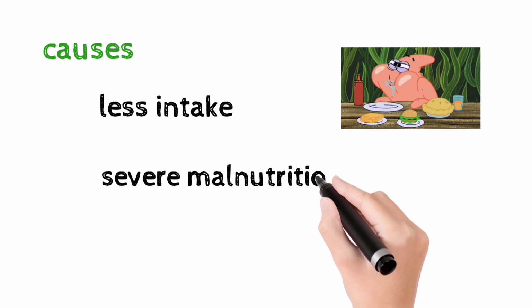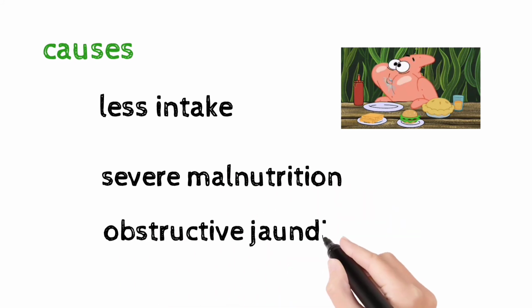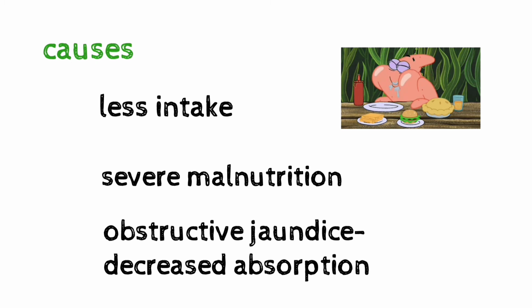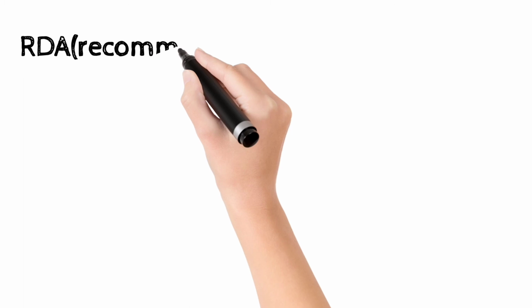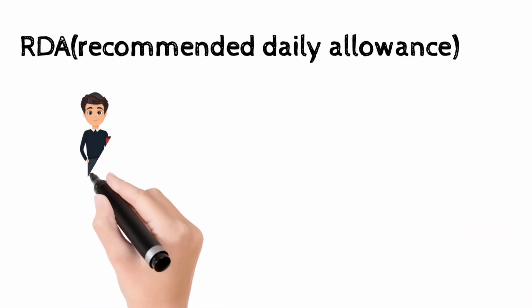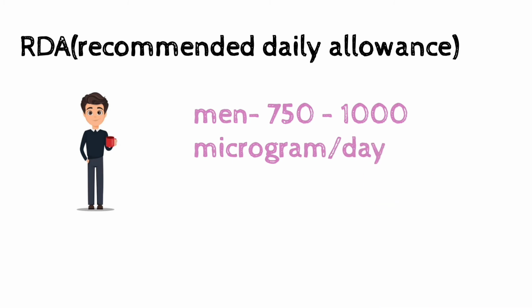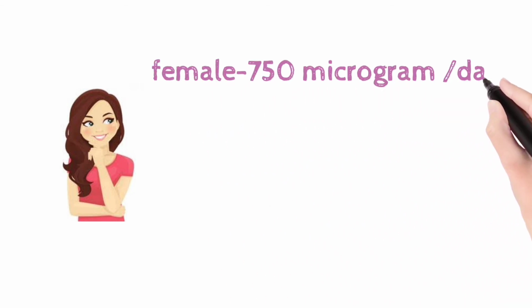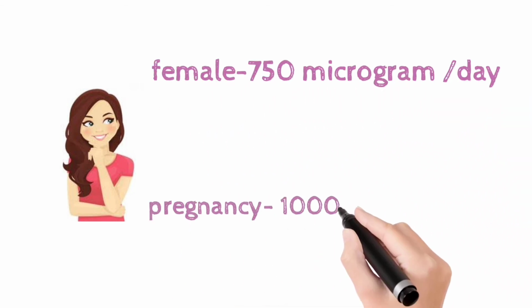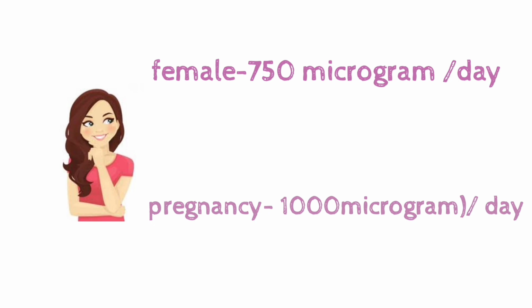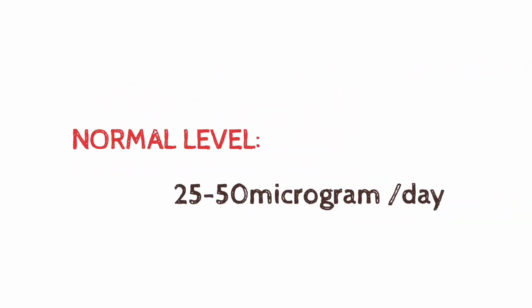Let's see causes for the vitamin A deficiency. It may be due to less intake, severe malnutrition, or decreased absorption, as in case of obstructive jaundice. Next, recommended daily allowance, RDA. For male, it's about 750 to 1000 microgram per day, and for females, it's about 750 microgram per day. Right? And for pregnancy, it's about 1000 microgram per day. Now let's see normal blood level of vitamin A. It's about 20 to 50 microgram per day.